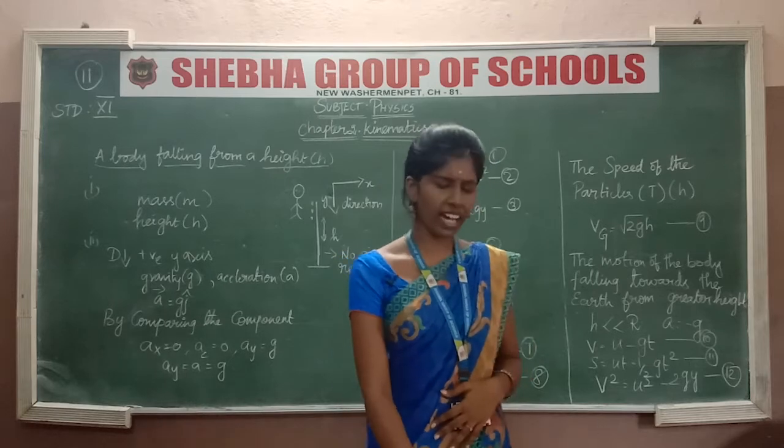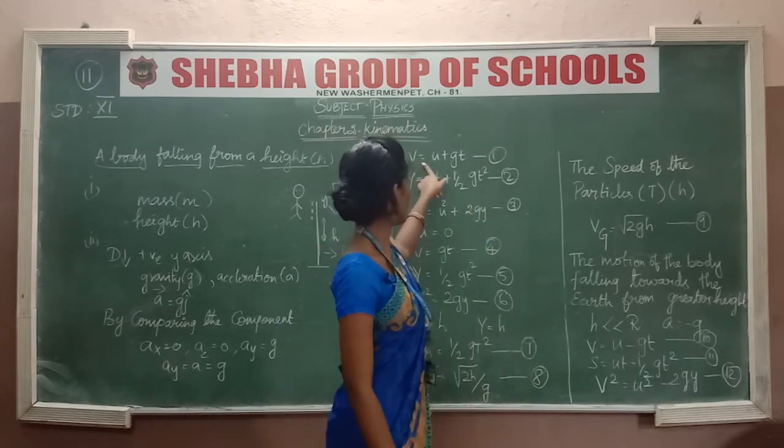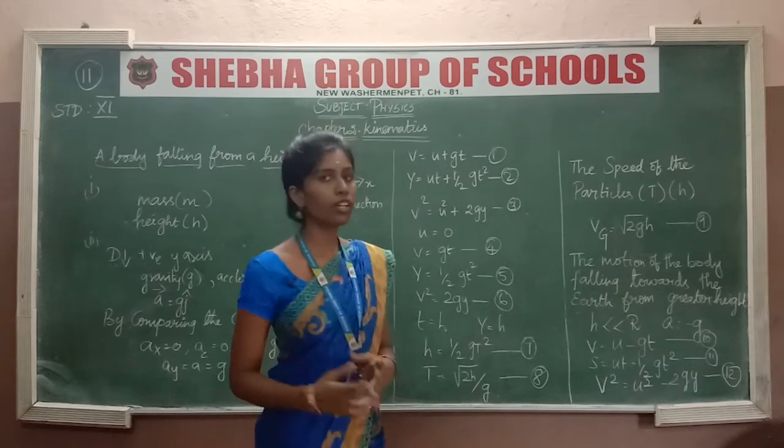So here consider the height of the object. Next, we take v is equal to u plus gt as the first equation.